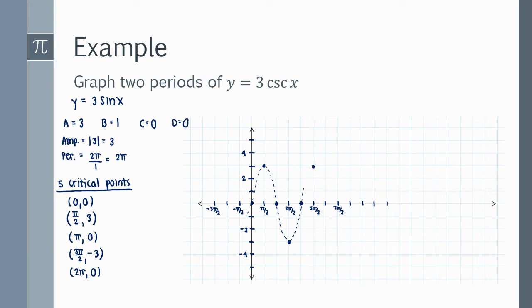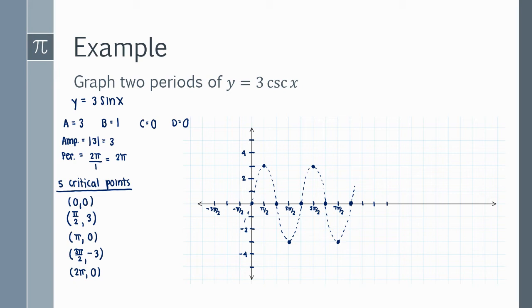So we'd be going back up to 3 at 5 pi over 2. We're back at 0 when we're at 3 pi. We're down at negative 3 when we're at 7 pi over 2. And then we're back at 0 at 4 pi. Okay, so notice that this is what our picture of the sine graph is.